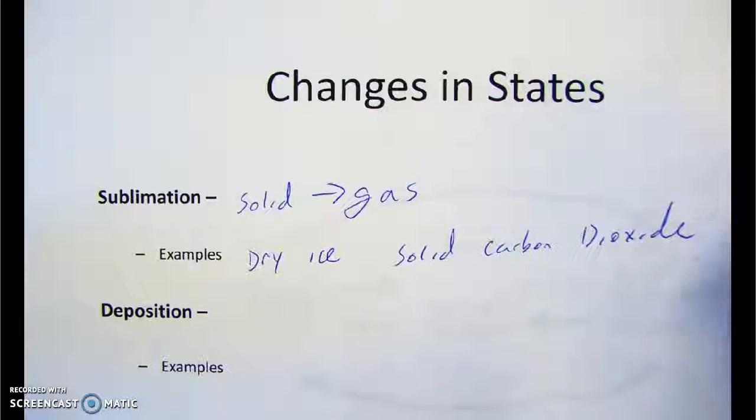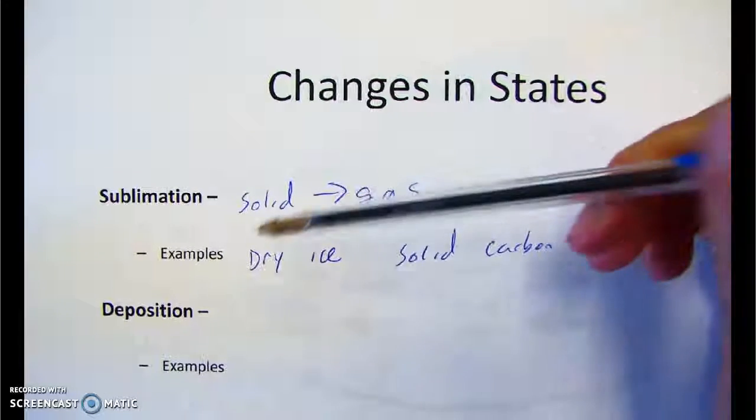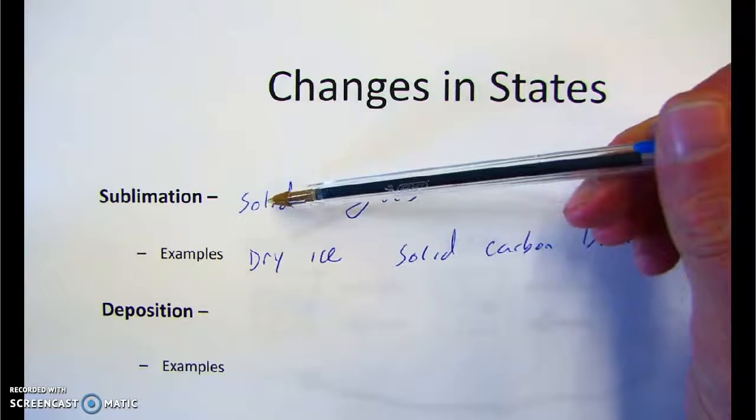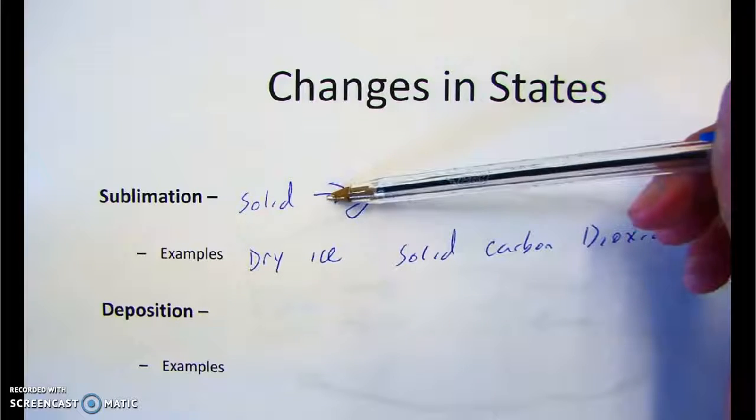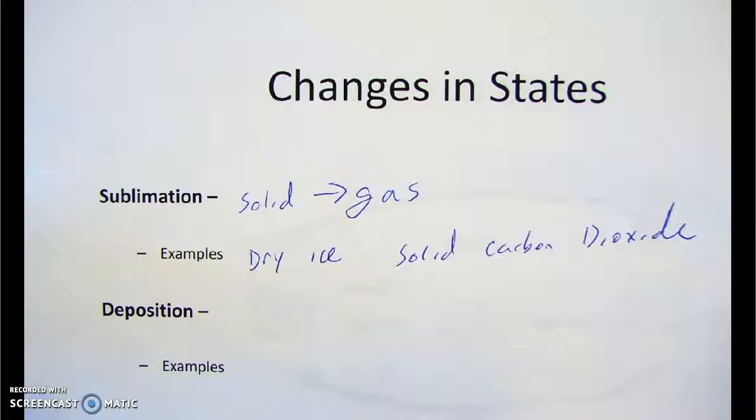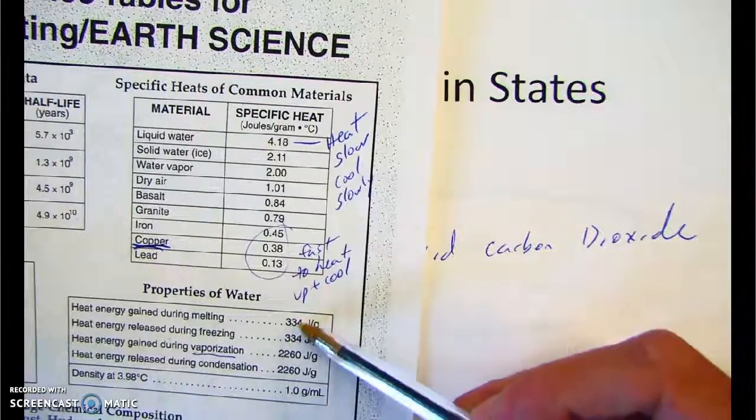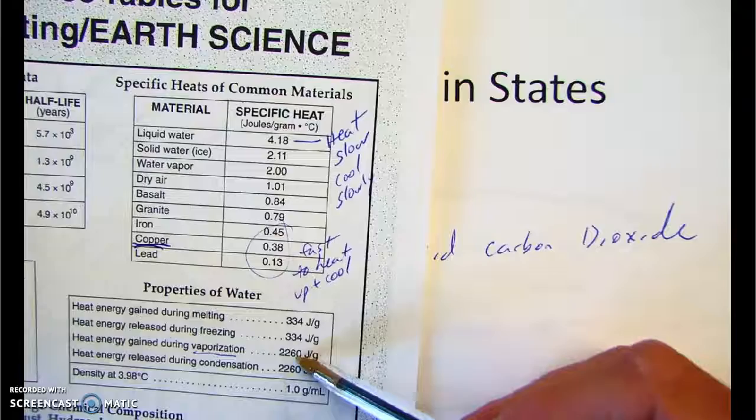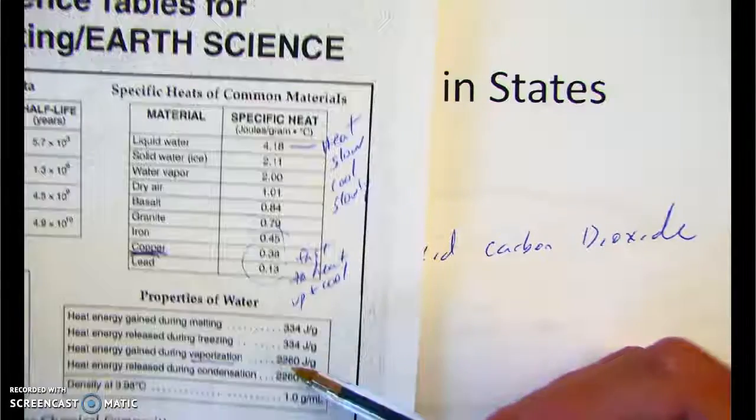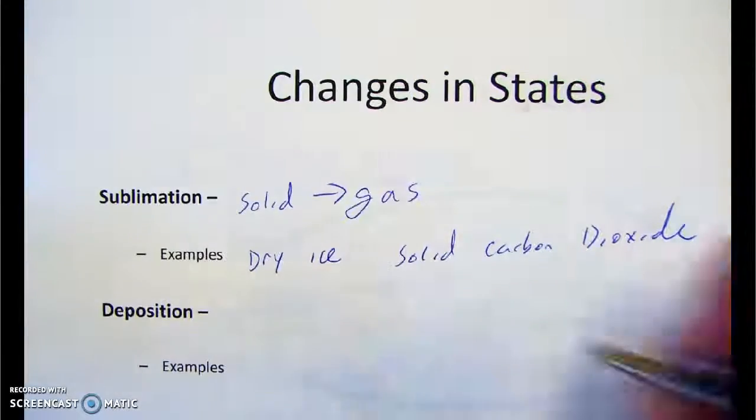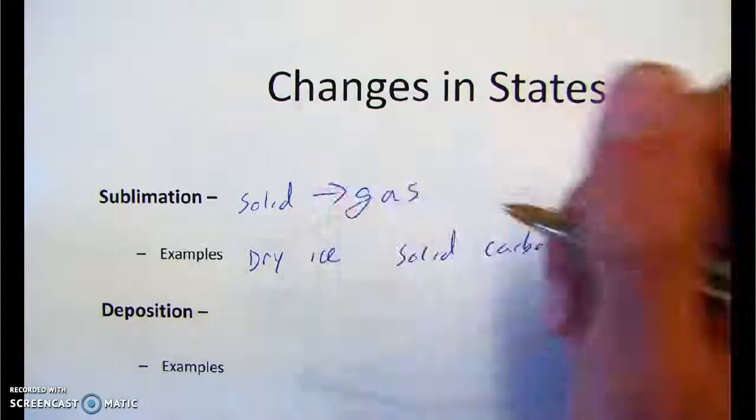It can only exist at a very cold temperature. And when we have it at room temperature, it gets so hot that it skips the liquid phase, goes straight to gas. We can figure out how much energy that takes. If we go to the reference table, we can see the 334 and the 2,260 from before. We would basically just add those numbers together. And we would have the total amount of energy.